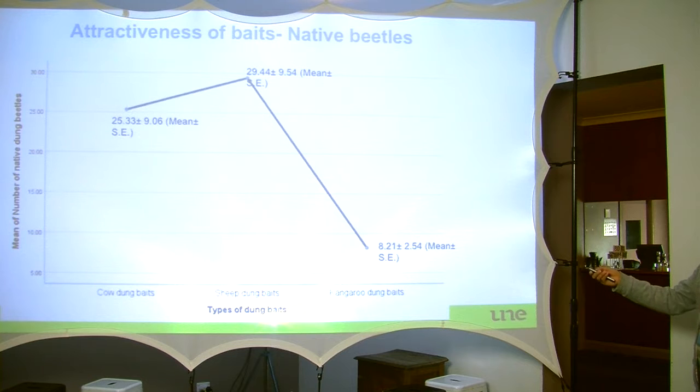Something interesting, because sheep poo may be similar to that of kangaroo poo in shape or size, and maybe more nutritious, less fibrous, so more native beetles are attracted to sheep poo.